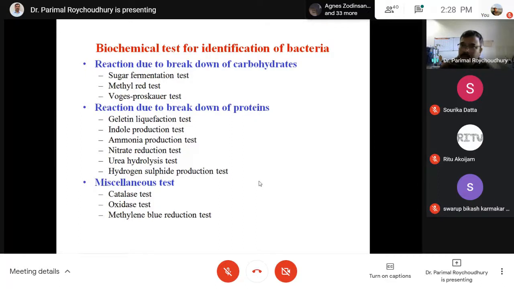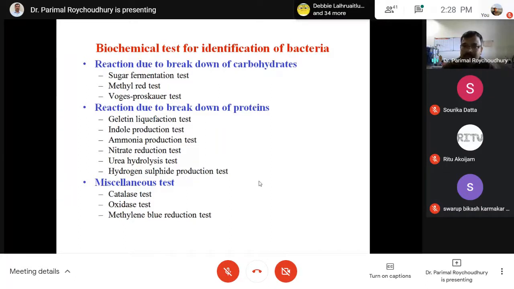So a sort of classification, means grouping, has been made. Those biochemical tests which are based on breakdown of carbohydrates are grouped in one, so that we understand that their main principle lies with the breakdown of sugar, and within that category we have three different types of tests: sugar fermentation, methyl red, Voges-Proskauer. Of course, many more may be there, so we'll be restricting to these three tests.